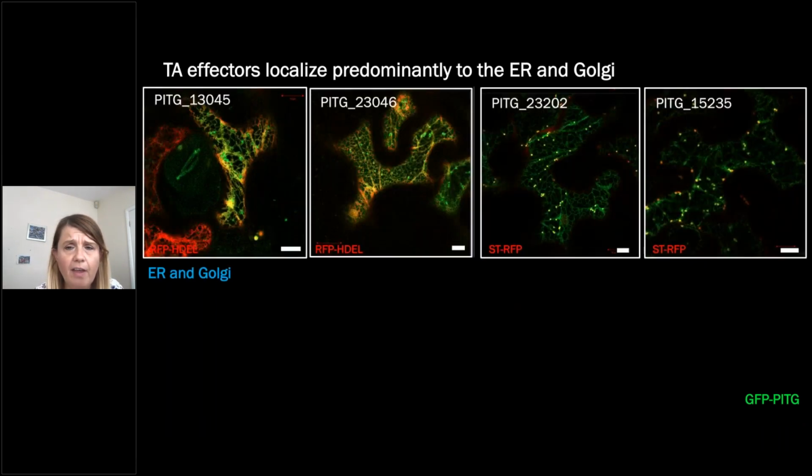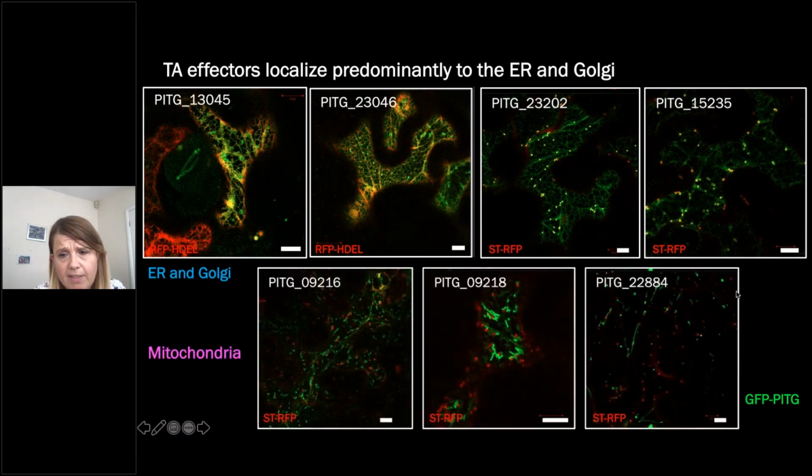And a further 4 of our effectors localized to both the ER and the Golgi. So these first 2 images are again co-expressed with the ER marker RFP-HDEL, and these second 2 with the Golgi marker ST-RFP. In addition to these ER and Golgi localized effectors, we also found 3 that instead localized to the mitochondria, which perhaps wasn't surprising given tail anchors are a known mechanism for targeting the mitochondria.